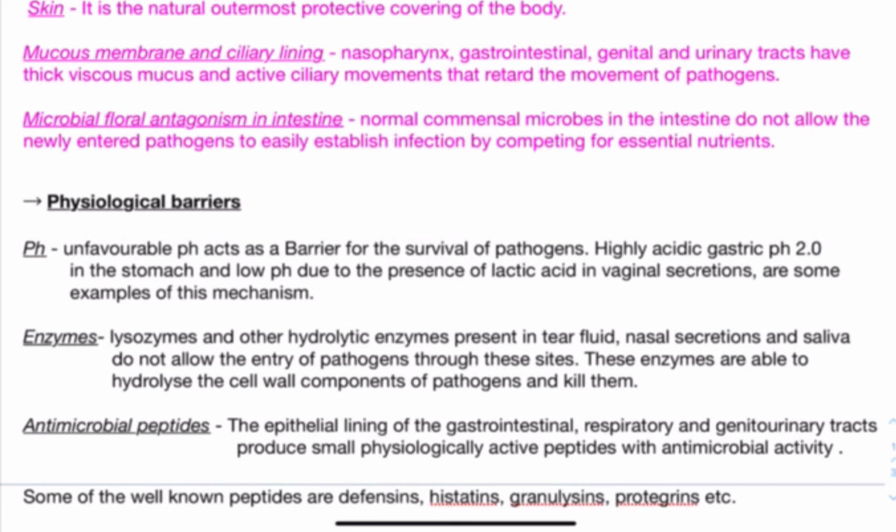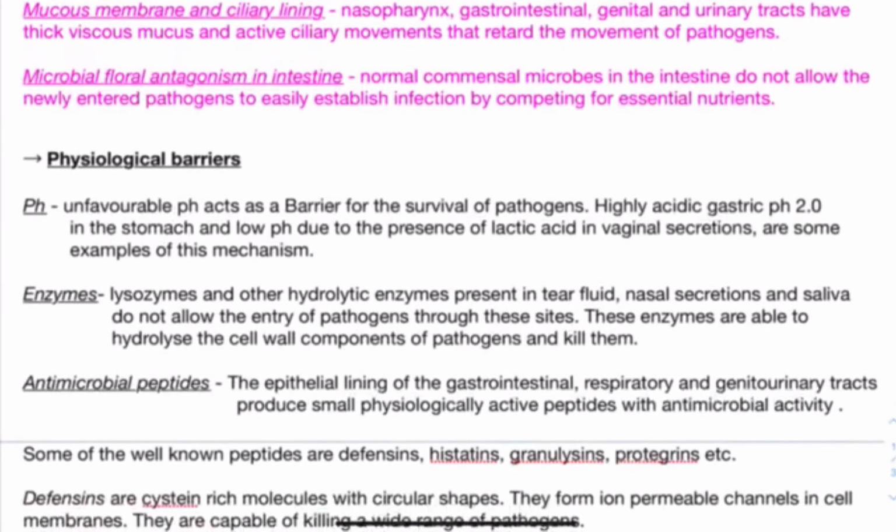Next, we have physiological barriers. First is pH. Unfavorable pH can act as a barrier for the survival of pathogens. Highly acidic pH, around pH 2 in the stomach, and low pH due to the presence of lactic acid in vaginal secretions are some examples of this mechanism. Second, we have enzymes. Lysozymes and other hydrolytic enzymes present in tear fluid, nasal secretions, and saliva do not allow the entry of pathogens through these sites. These enzymes are able to hydrolyze the cell wall components of pathogens and kill them.